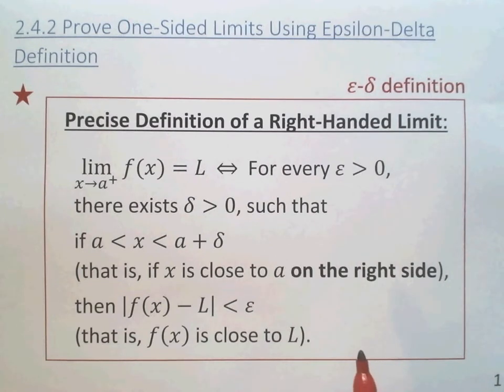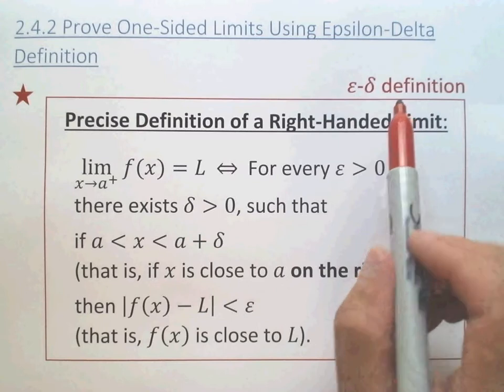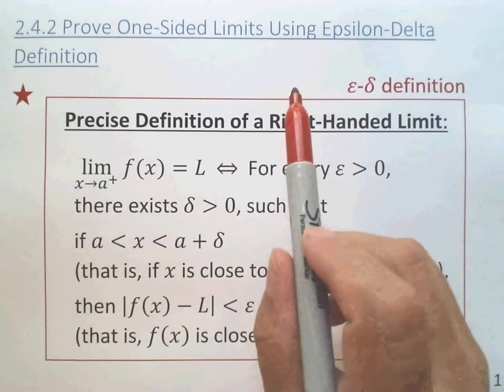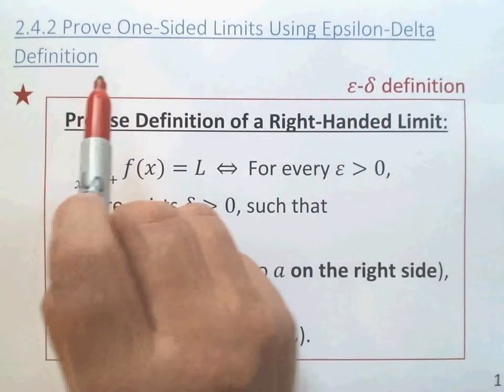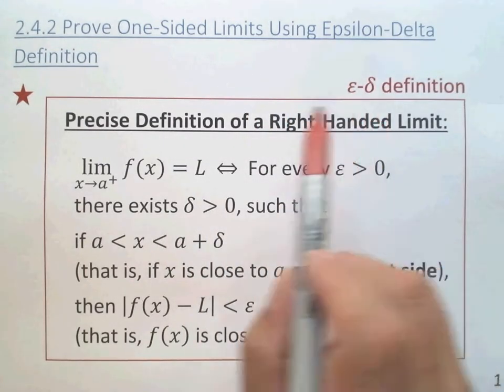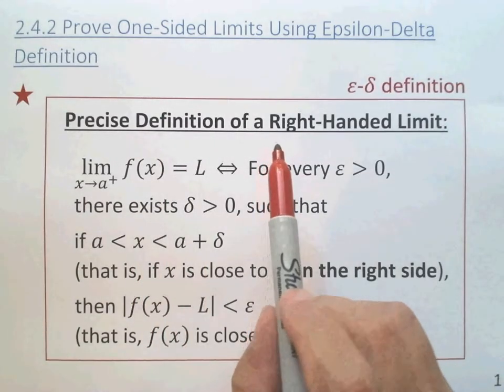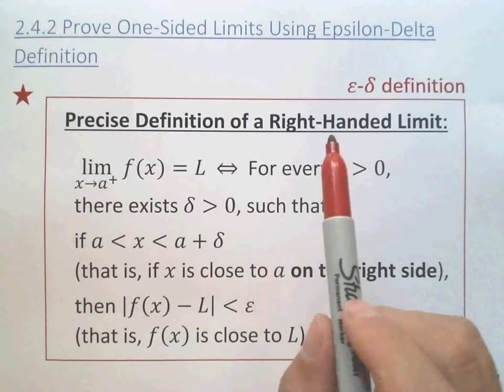In the previous lectures, we introduced the Epsilon-Delta definition, the precise definition for a normal limit. In this lecture, I am going to introduce the Epsilon-Delta definition for the one-sided limit, the right-handed limit or the left-handed limit. You will see there's only a little bit of difference.